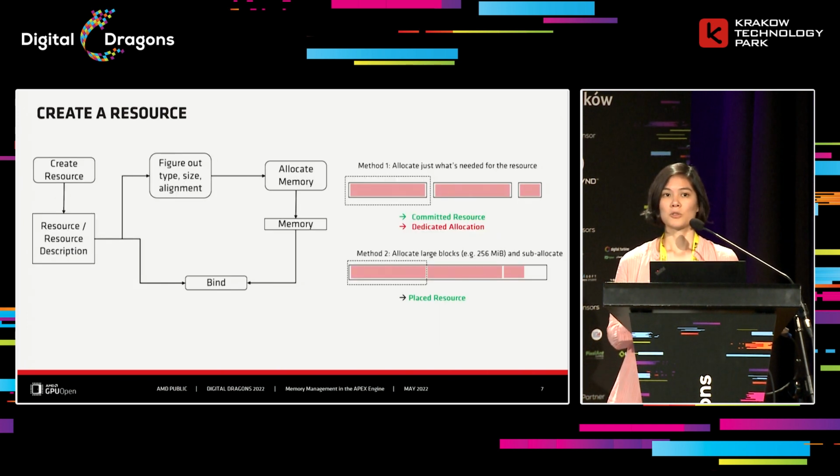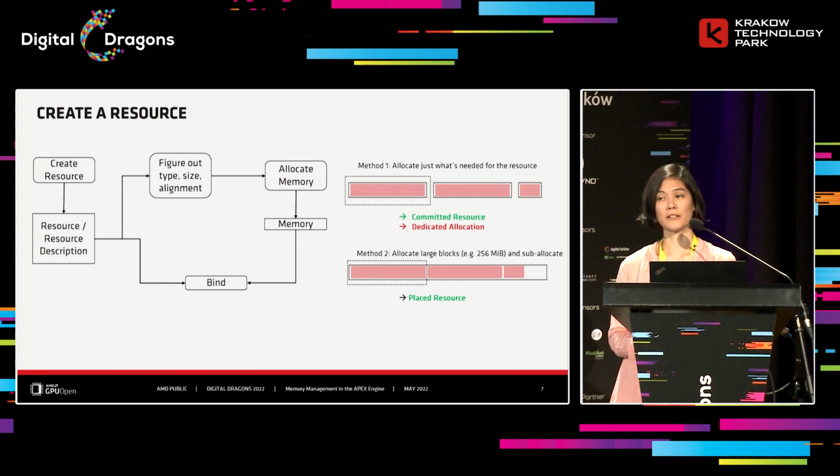So how do you create a resource in DirectX 12 and Vulkan? This involves quite a few steps. First, obviously, you create the resource, and with the resource, there's a resource description. But then you also need to query for type, size, and alignment, and allocate the right amount of memory. And then once you allocate the memory, you bind them together so that if you have the resource, you know where the data is actually located in memory.